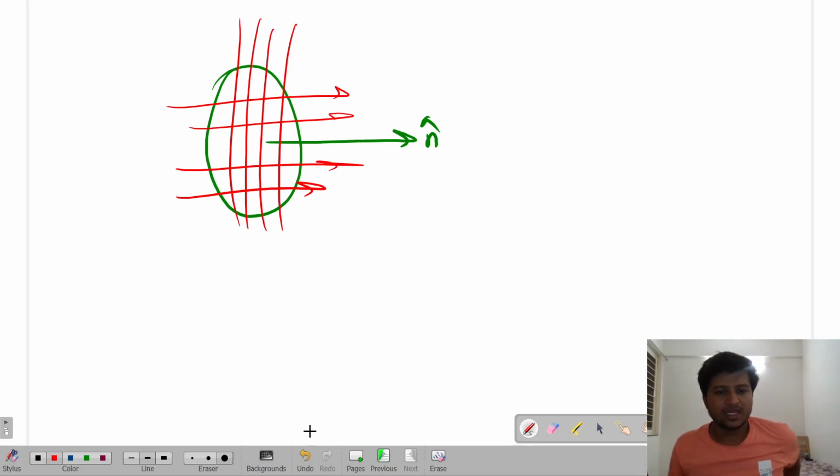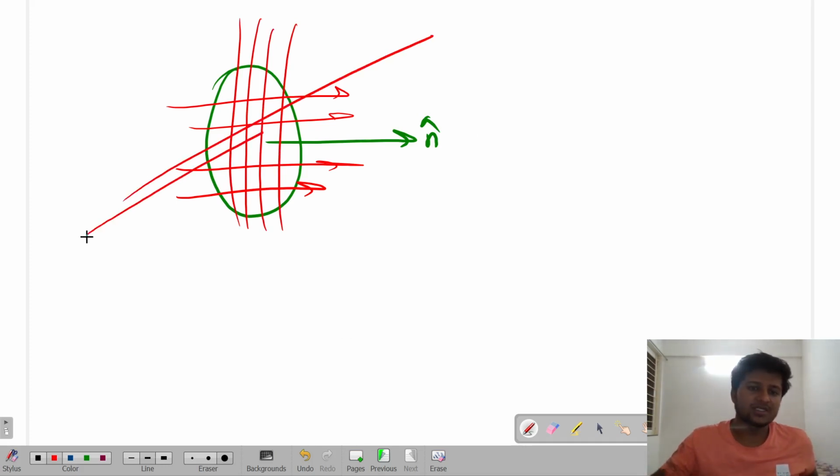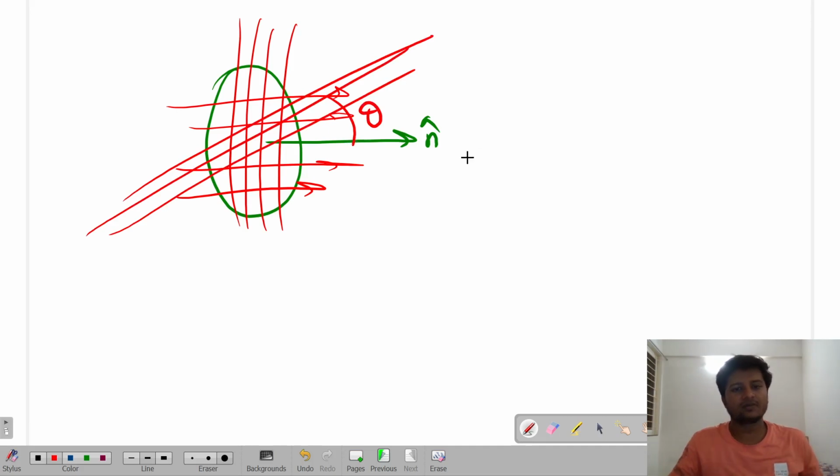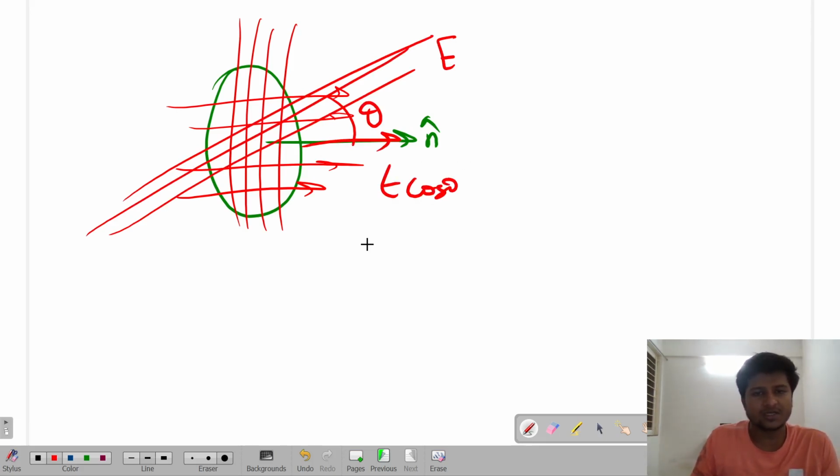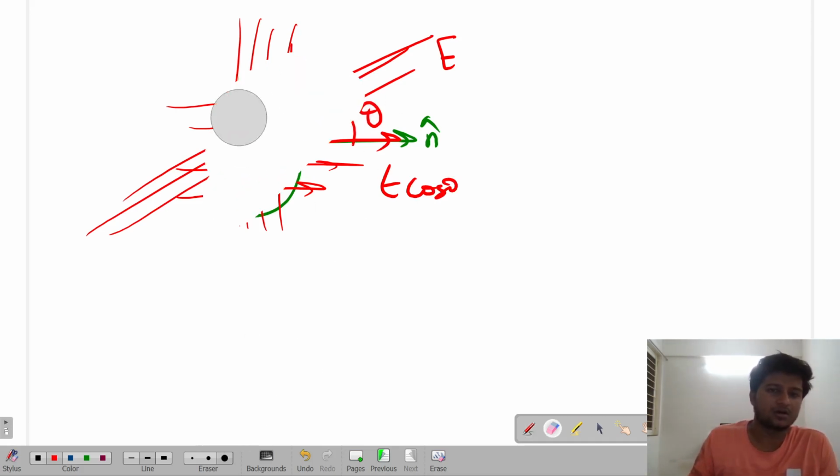Yeah. So if anything is passing like this way, which is making some angle theta with the direction of area, then what will happen? Only the component along the area direction will come out. So E cos theta will only come, isn't it? And E sin theta will be totally blocked. Is that clear or not?